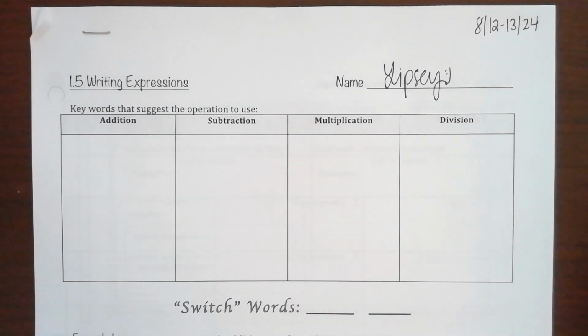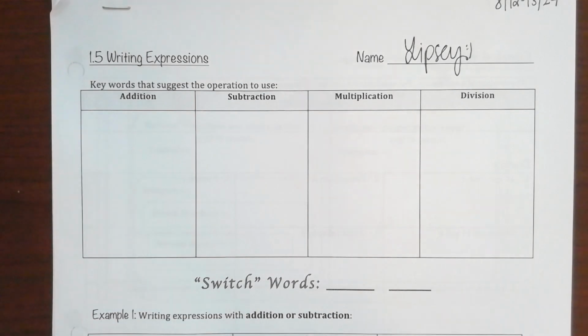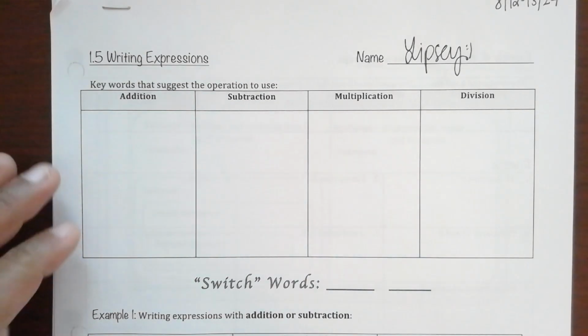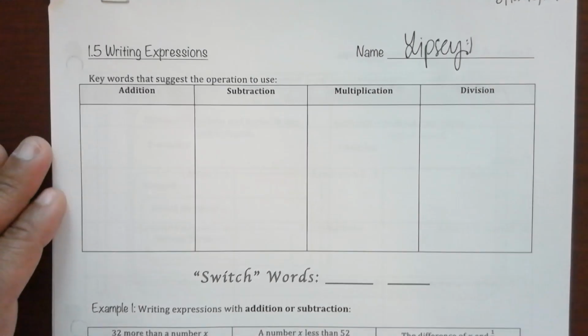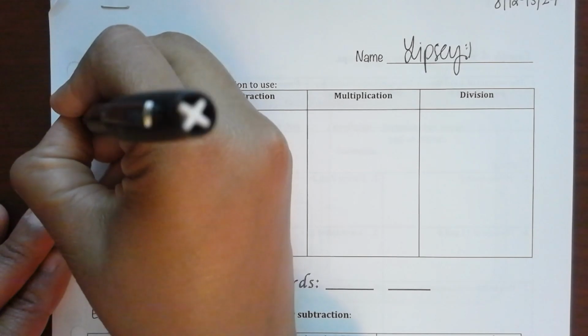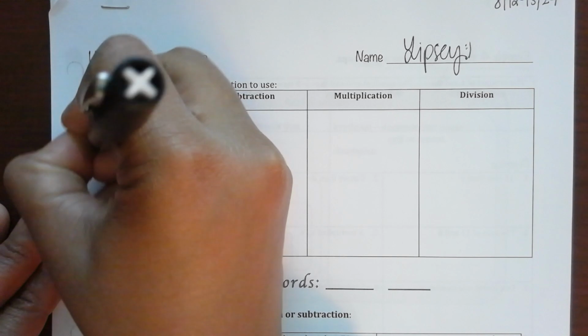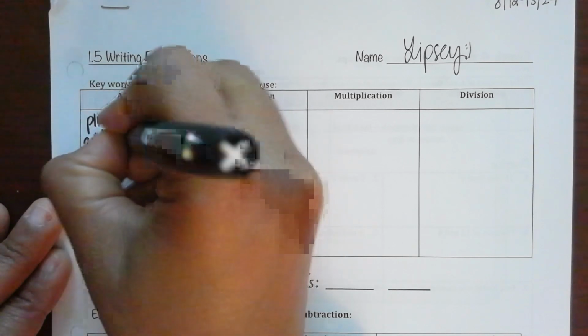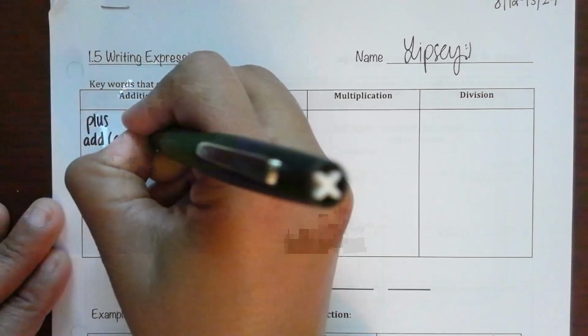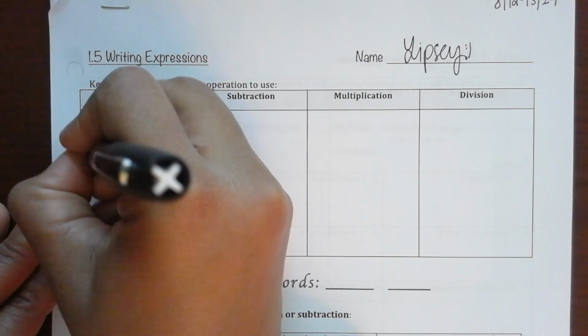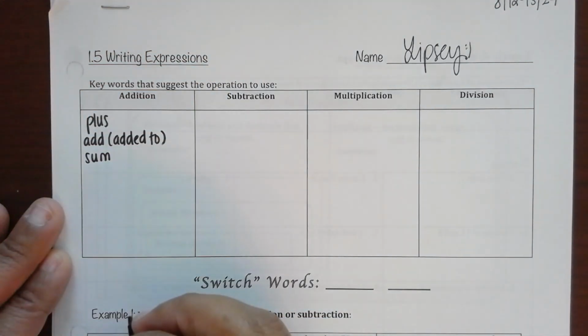Okay, so addition's the first one, the most basic one that we learned. What's another way to say addition that y'all know? Add. Plus. I heard add. Can we also say added to? Yes. Sum. Got any more?